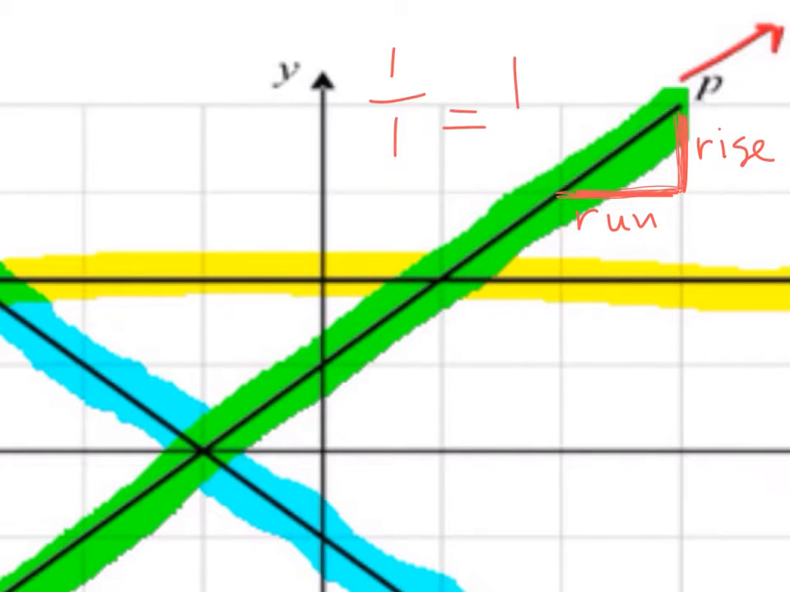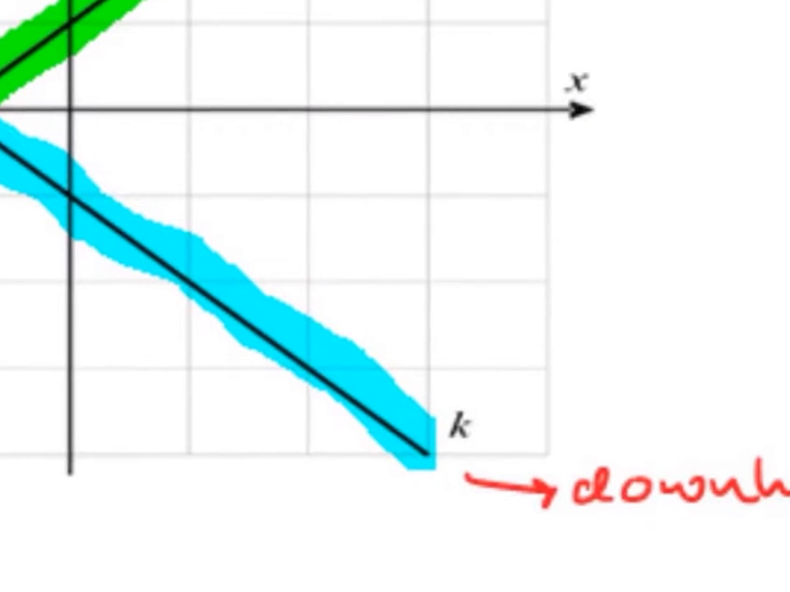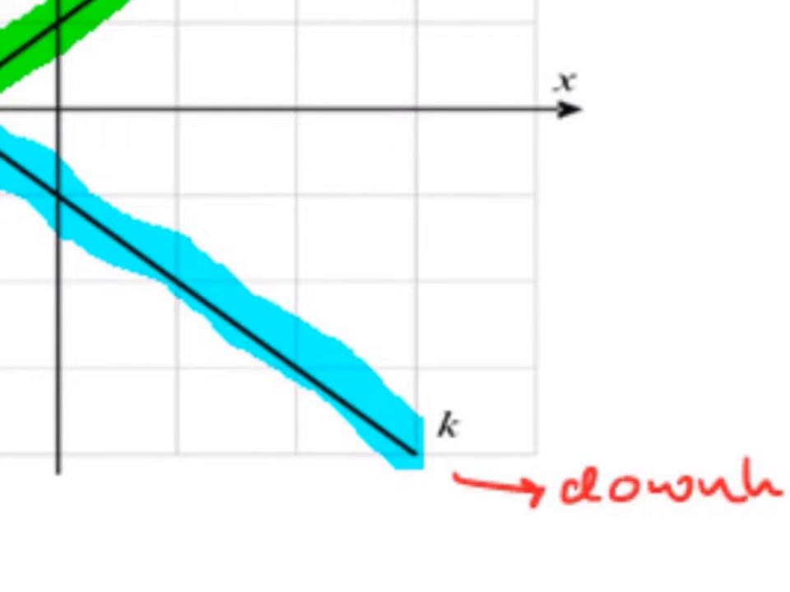We can do the same with our blue line, which is K. We can draw ourselves a triangle. So our rise is going to be 1 step up, and our run is going to be 1 step across. So rise over run is going to be 1 over 1, which again is equal to 1. And remember, this line is going downhill, so it's a negative slope, so it's -1. So that's another way that we can see the slope: rise over run, rise divided by run.